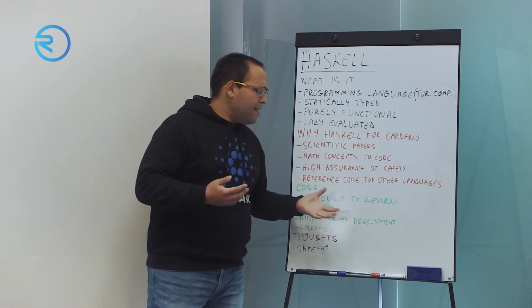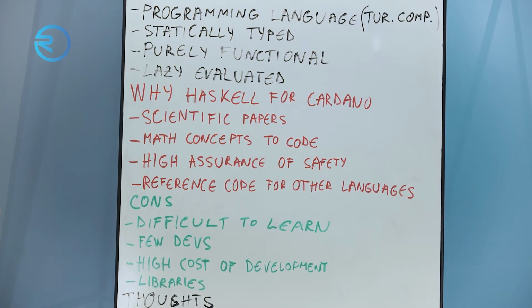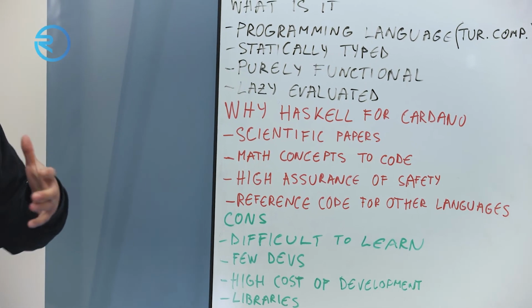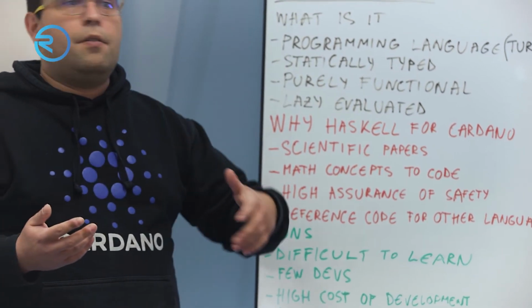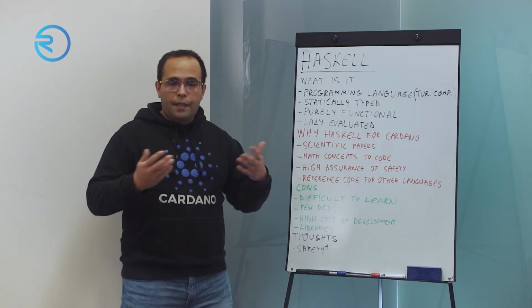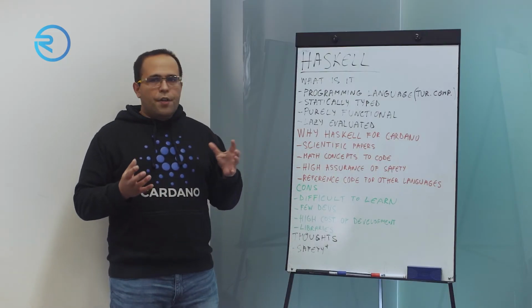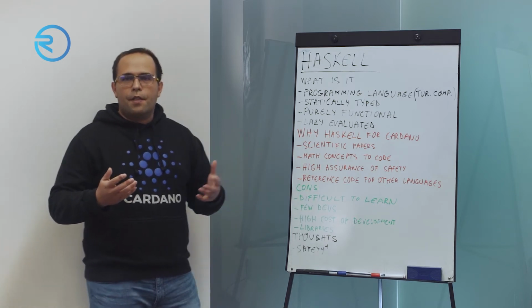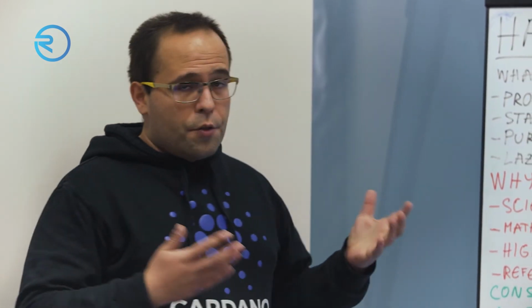So Haskell is kind of, let's call it, a niche language. It's not really as popular as some of the most popular languages like Python, C++, and other things. So there are some usual criticisms about why Cardano chose to develop their reference implementation in Haskell. These are some of the cons, and I would like to tackle them.